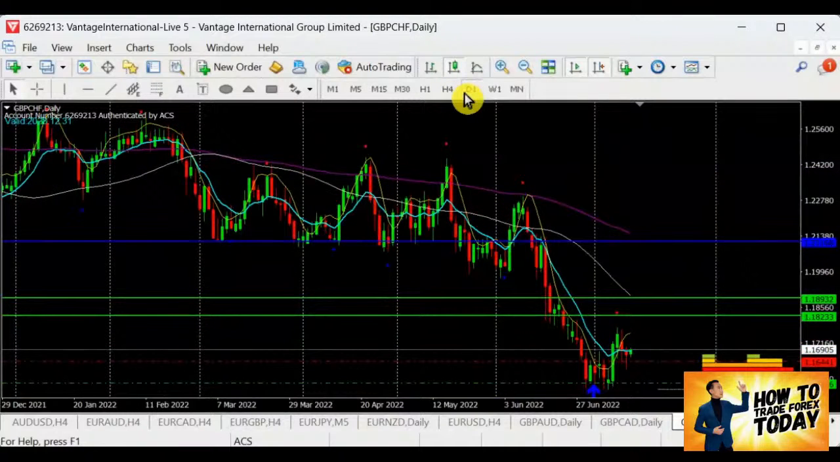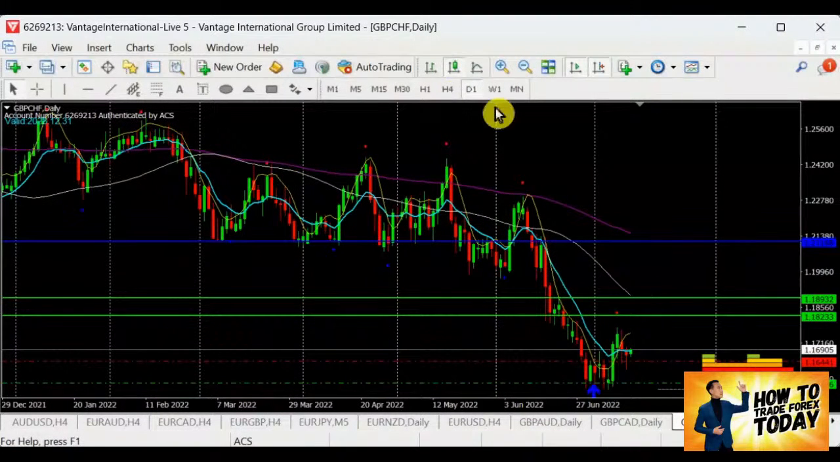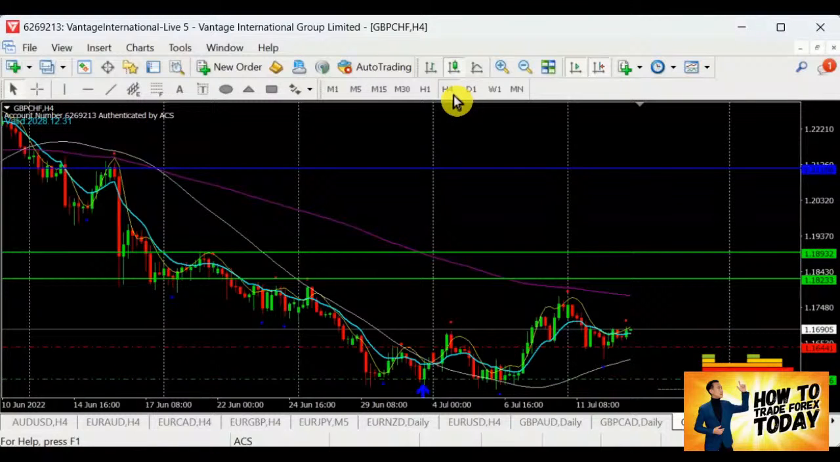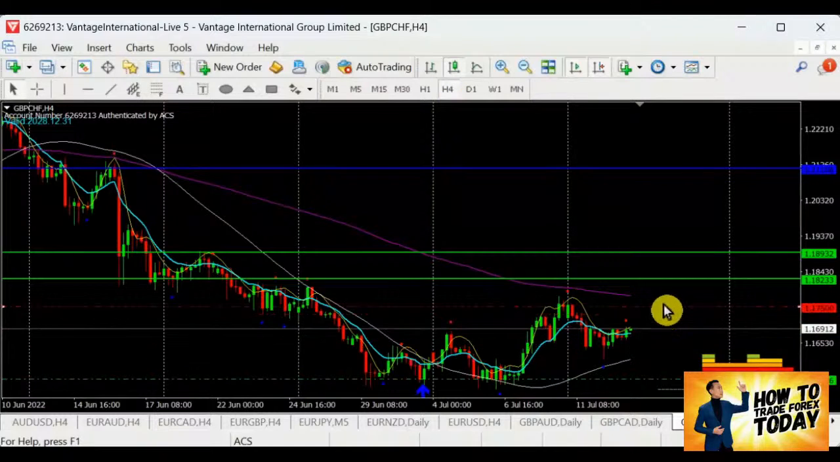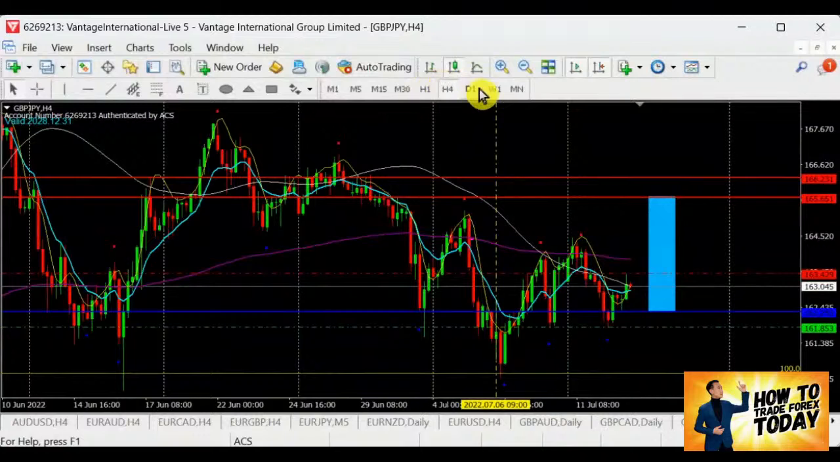So pound franc over here, we have tested the support over here. Now we are forming up a higher support, a higher lows here. By looking at the higher lows over here, buying is highly possible. So tentatively, I'll be looking at the resistance up here to sell. So still have a long way to go. So we will just be patient and wait for it to happen. So I'm not going to put pound franc into my watch list today. So pound yen, let's take a look at pound yen.